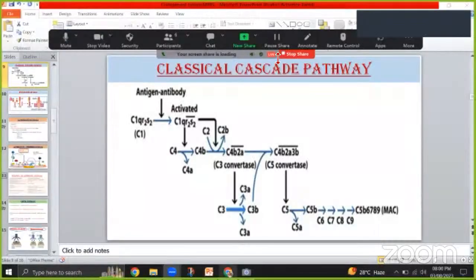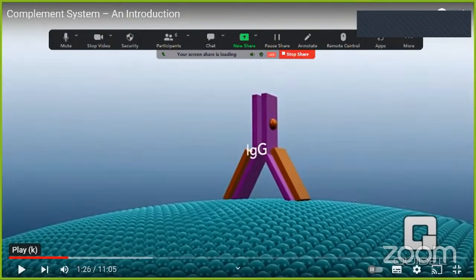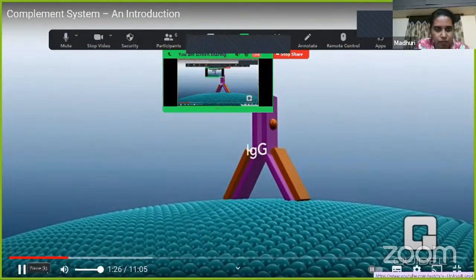There in the down part you will see "optimize video clip" and it is ticked. Now try to share that video clip. Yeah, now it's visible.